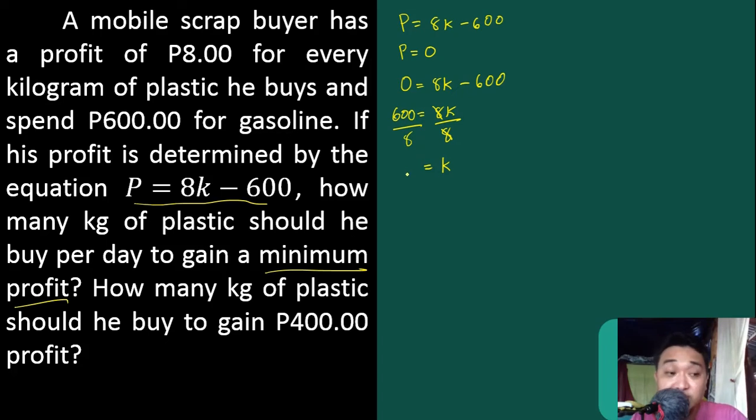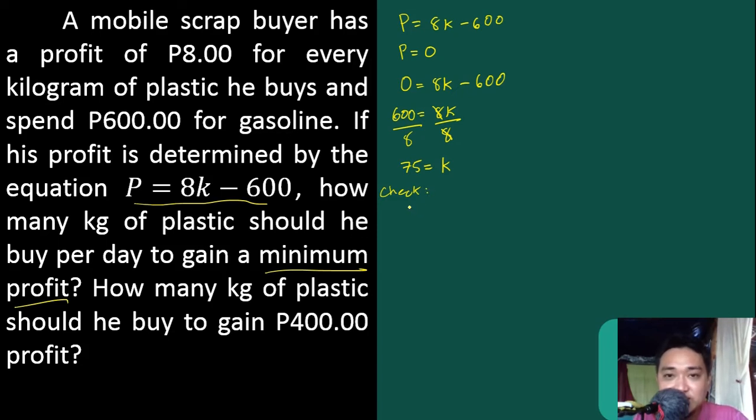Now, 600 divided by 8. If you're going to use your calculators, that will be equal to 75. And since k pertains to the number of kilograms, therefore yung number of kilograms ng scrap na kailangan niyang ma-achieve in order to have a break even, meaning patas, is 75 kilos. Let us check kung totoo nga tong 75 kilos. Let us check.